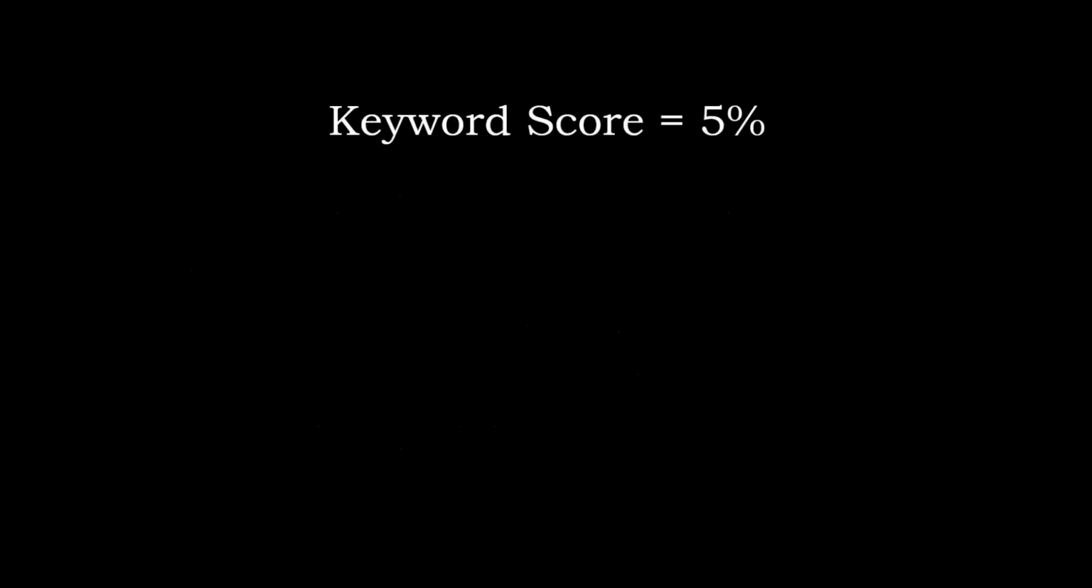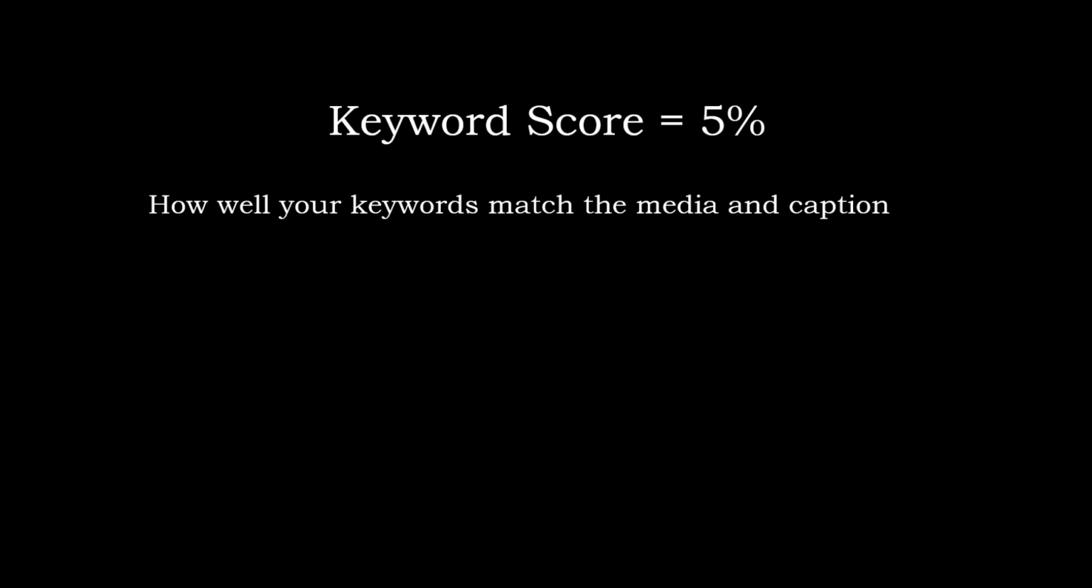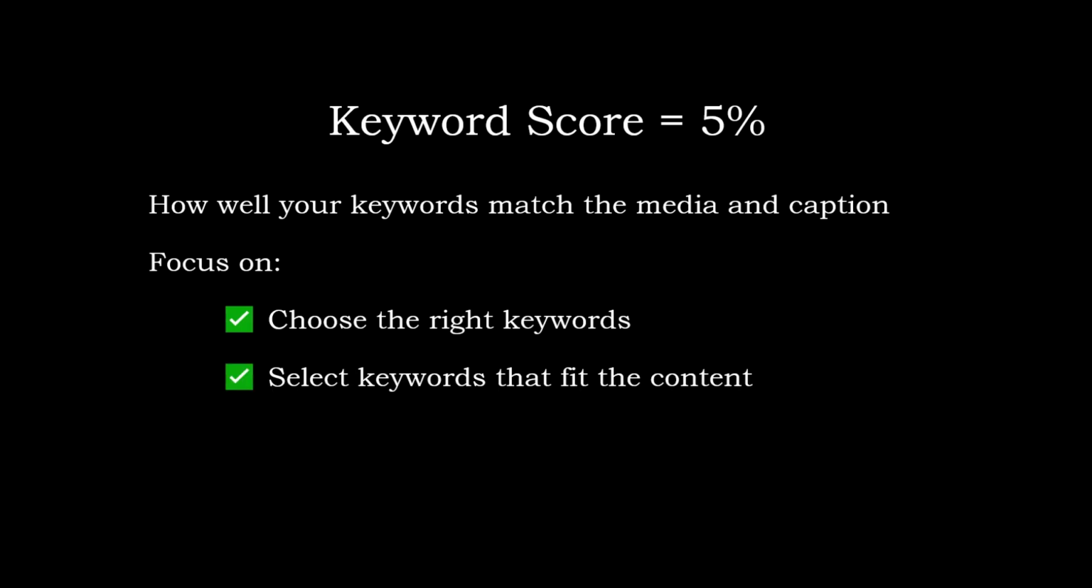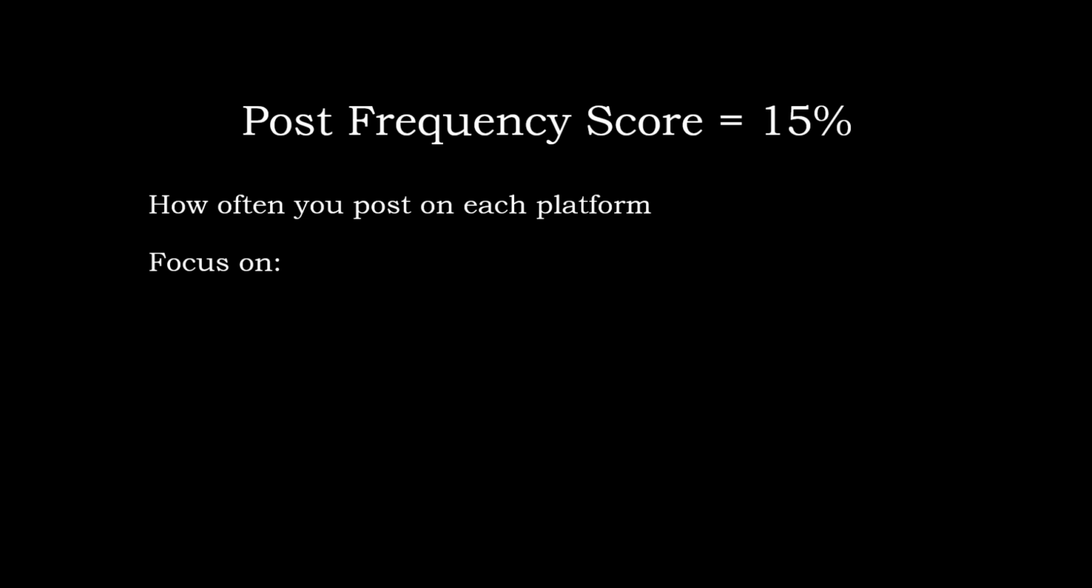The keyword score is based on how well your keywords match the media and caption in your post. Be sure to choose the right keywords that resonate with your audience and fit the content that you're posting. The post frequency score looks at how often you post on each platform. For example, if you only create one post on Facebook over the course of an entire week, your post frequency score will likely be lower. The more consistent and frequent your posts, the better your score will be.